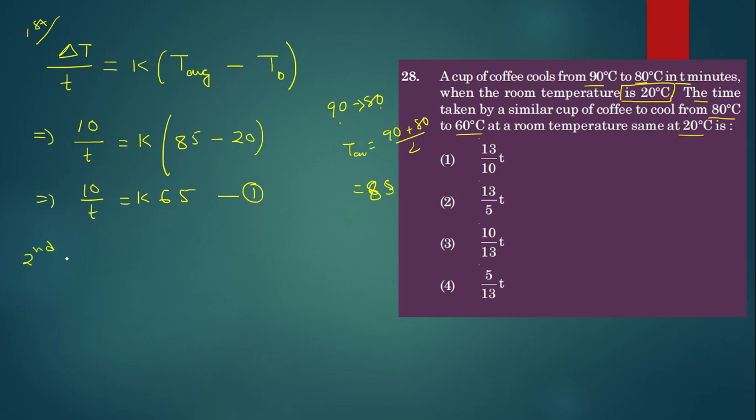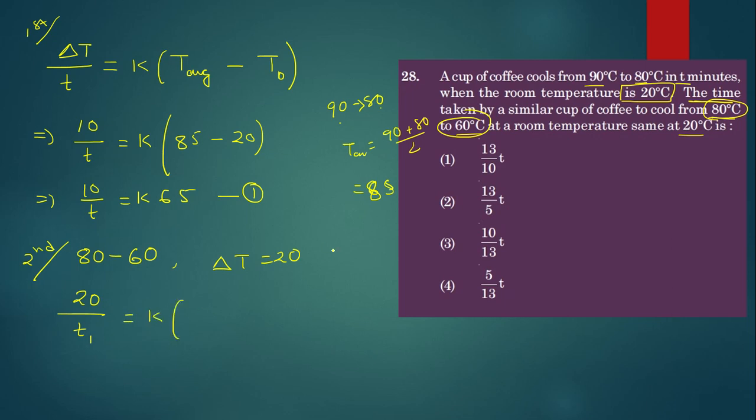Let's move to the second part of the question. It says, what is the time taken by the similar cup of coffee when it cools from 80 to 60. So here it cools from 80 to 60, and the change of temperature is 20. So when I write down Newton's law of cooling, it becomes equal to 20 divided by time. That time I have to find. Let's say that time is T1.